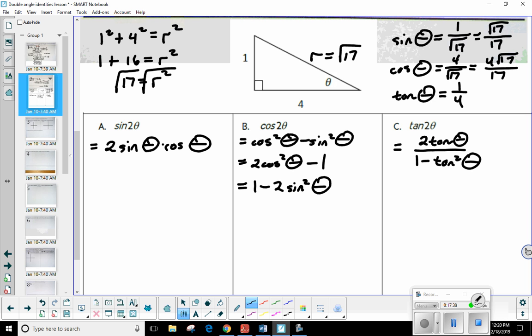So if I want to know sine of 2 theta, all I'm going to do is plug in those ratios. See, I've got the 2. You told me that sine of theta, we found that to be what? Square root of 17 over 17 times, what'd you tell me cosine of theta was?